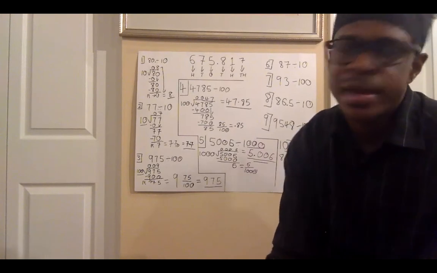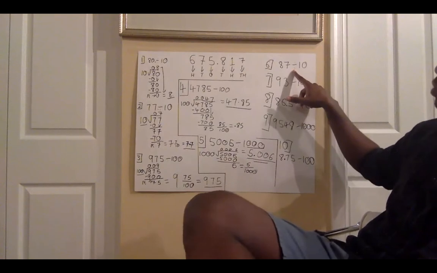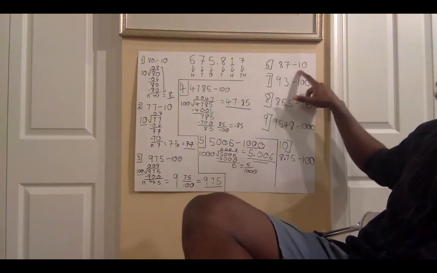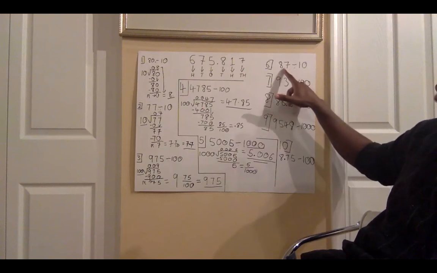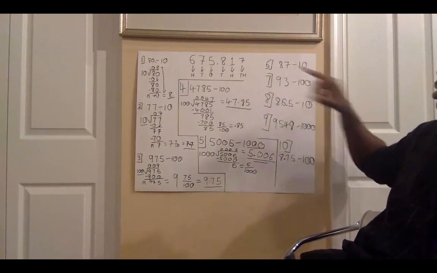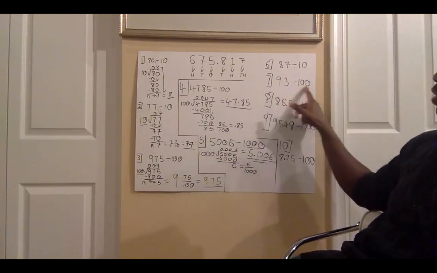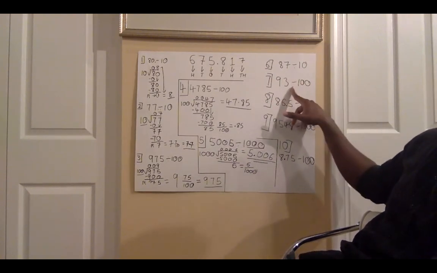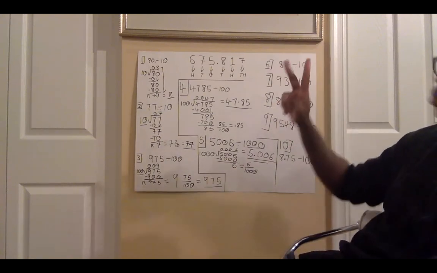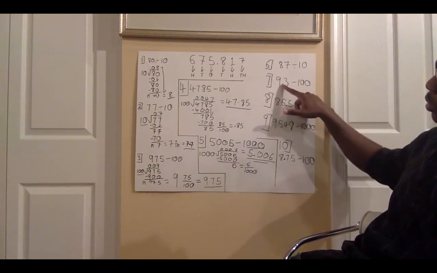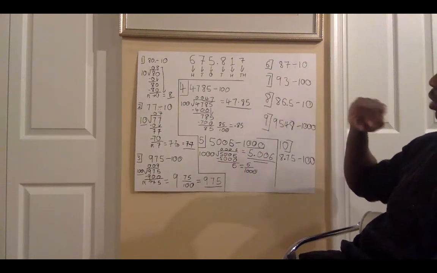All right, we are back. Number 6, we know we're dividing, which is to the left. And 10 is by 1, so we know we're going to move the decimal point 1 time to the left. Your answer should be 8.7. Number 7, we have 93 divided by 100. We're dividing, so we're moving the decimal to the left. 100 means we're moving it 2 times. So 1, 2. We know our answer should be 0.93.